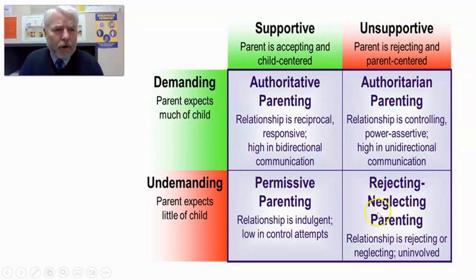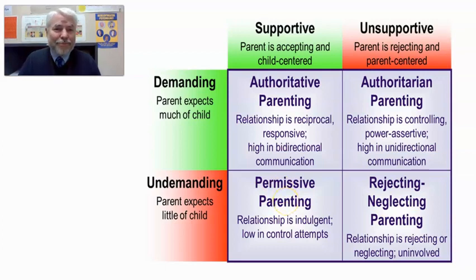And this is by far the worst scenario for children because they have no opportunity to attach. In the case of an unsupportive parent who is still very demanding, we have that authoritarian. This is the way it has to be done. It's my rules, my way or the highway. If you have an undemanding parent who's supportive, they're too permissive. They are child-centered and they want to cater to their children's needs, but they don't want to place any limits on them. This is the parent that wants to be their children's friend.